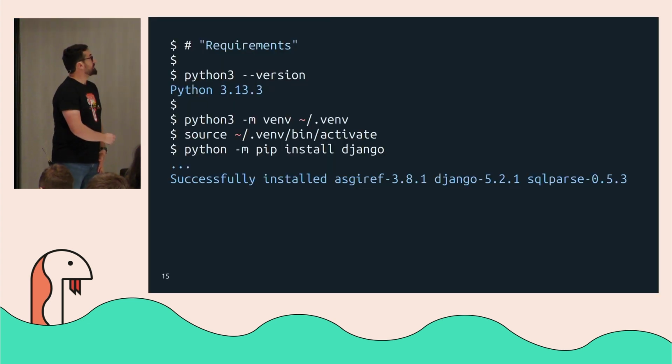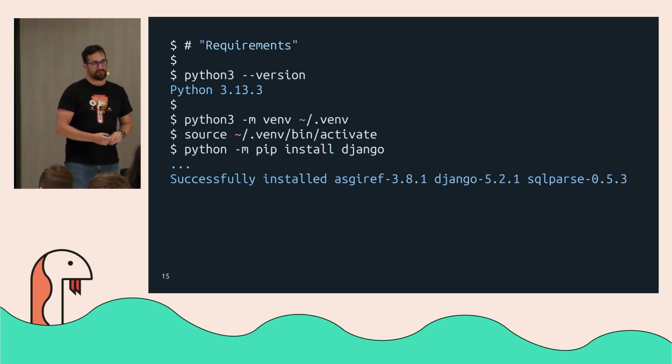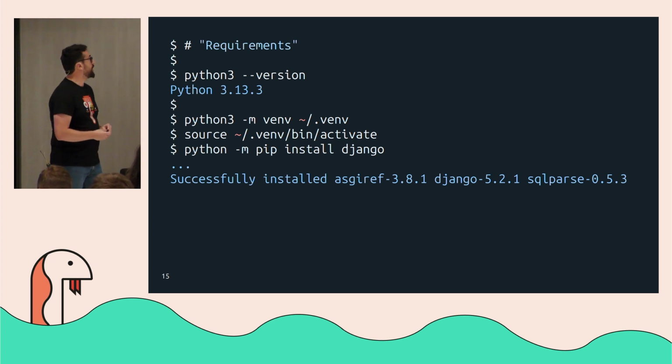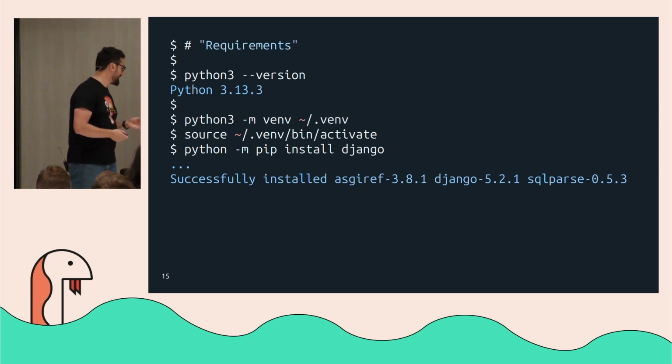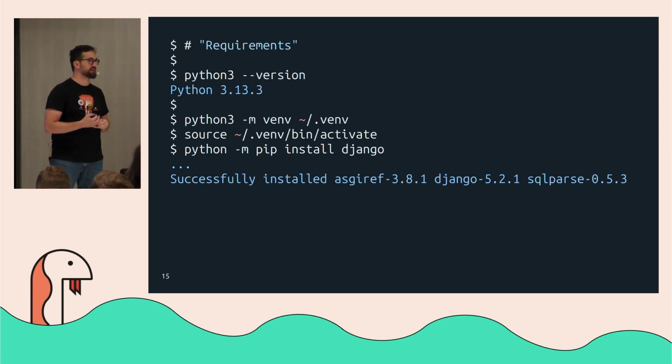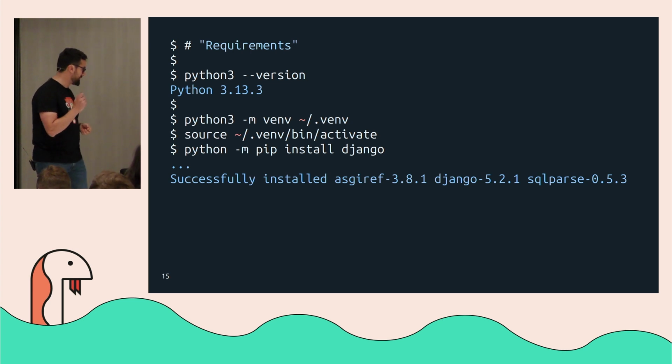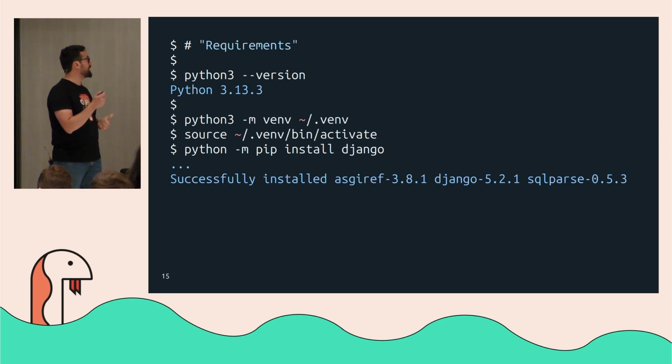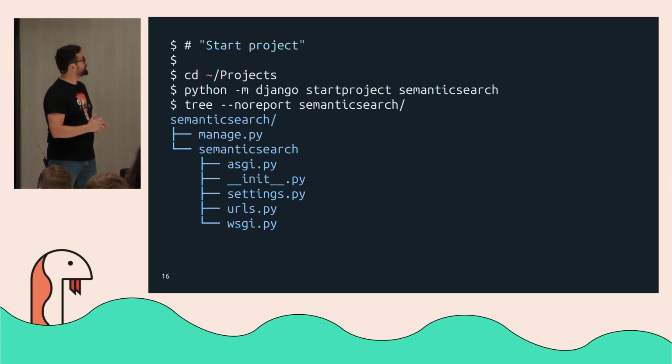But I think it's time to start implementing this semantic search. Okay, we need a stable version of Python. We can check in the shell with this command, and as usual, we need to create a virtual environment and install Django using pip.